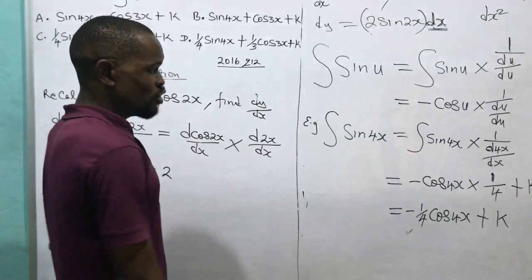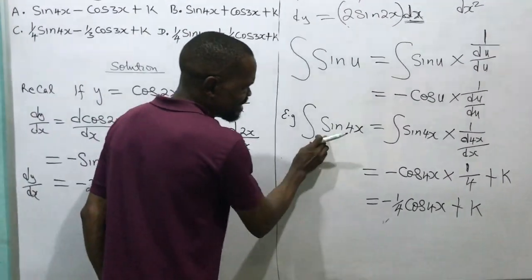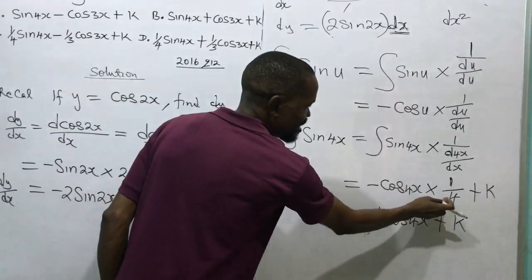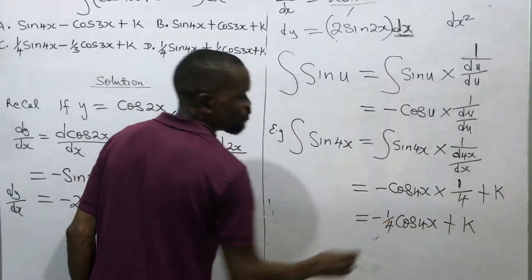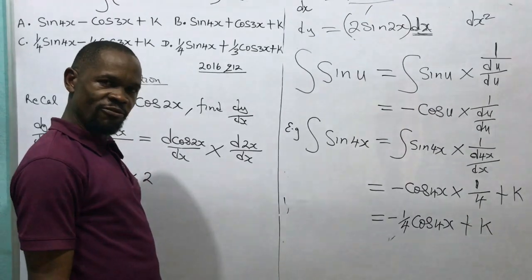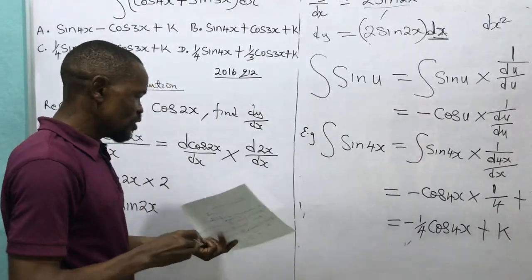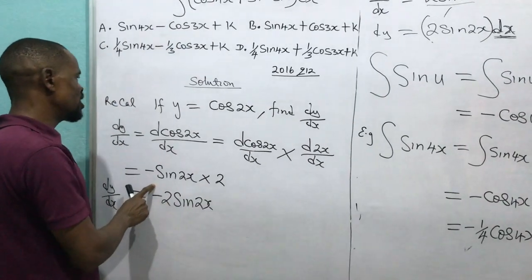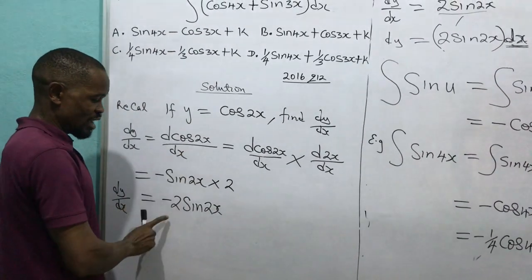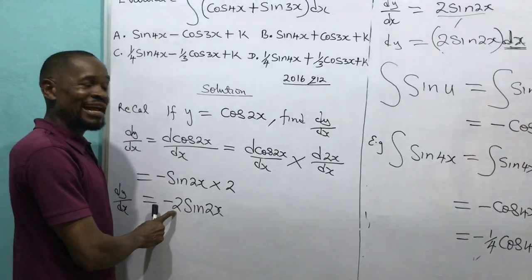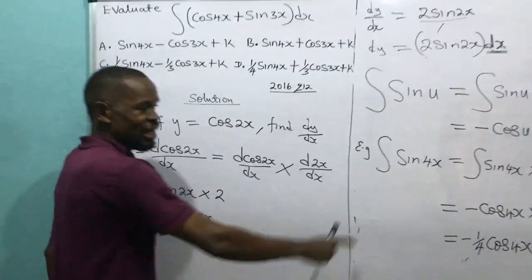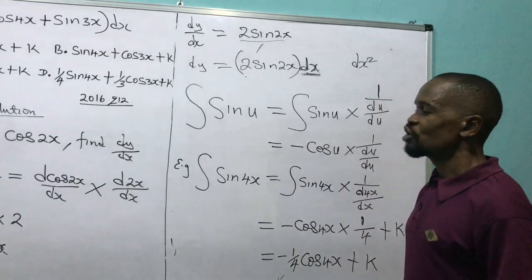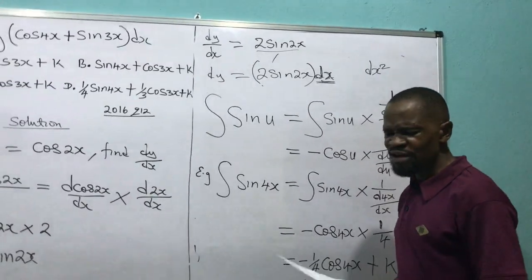You follow? So now, if I integrate sine, I will get minus cos. And you remember that this 1 over 4 is a coefficient of cos 4x, as I said before. So when I integrate sine, I will get minus cos. When I differentiate cos, I will get minus sine. Are you getting what I'm saying now? Then when I integrate sine, I will have minus cos. Can we move ahead?